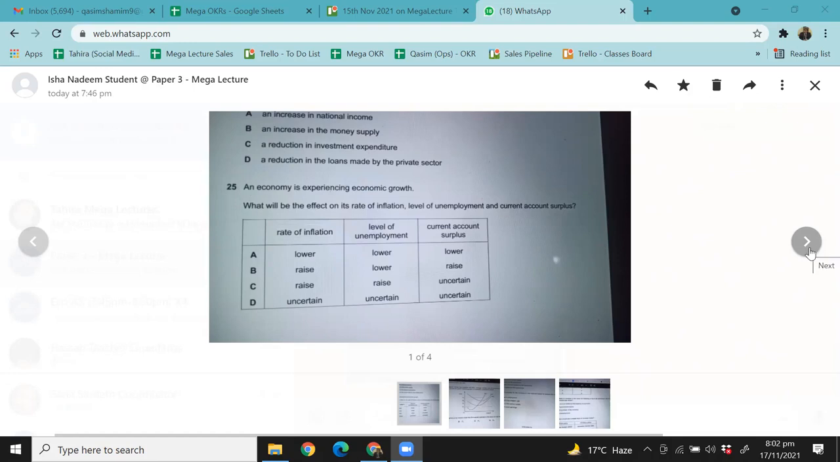Also, you will export more. You will be producing goods that you will be exporting to other countries, so your current account surplus will also improve.